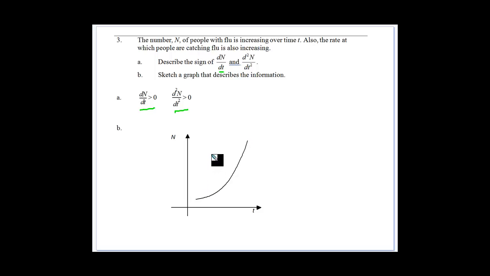So again, we've got no numbers. We don't have to be totally accurate. We just need to be able to draw a curve that fits those conditions. And notice we have dN/dt, so our horizontal graph axis would be t, and N is our vertical axis.